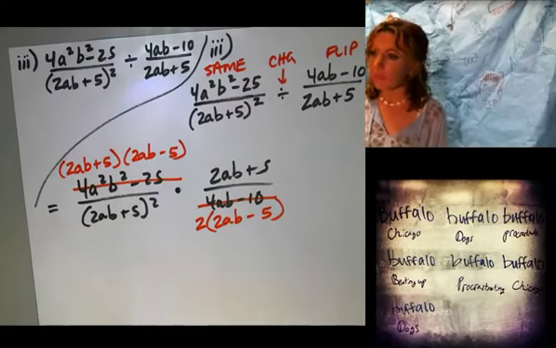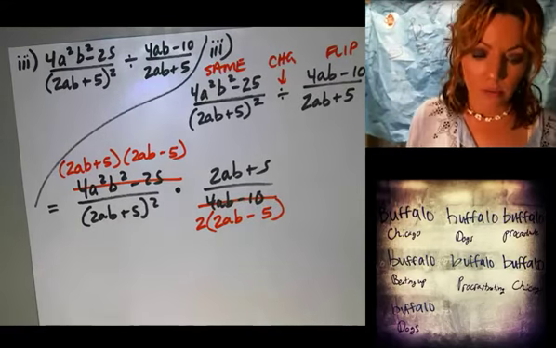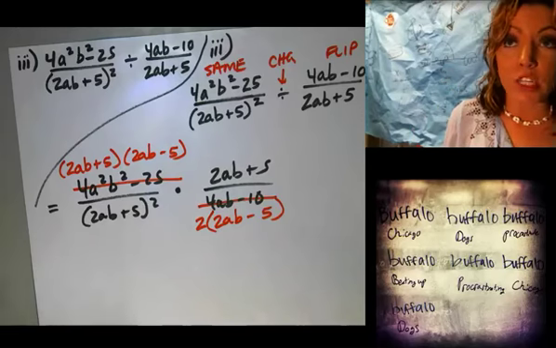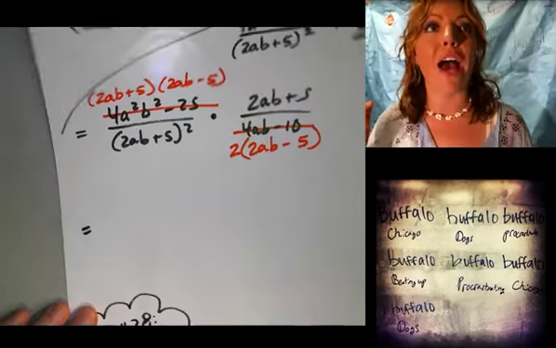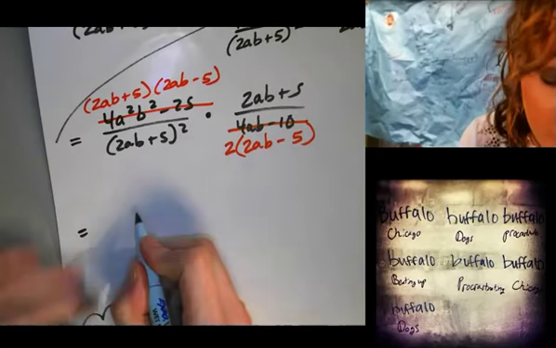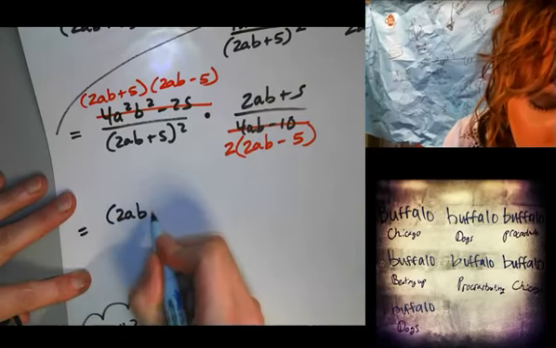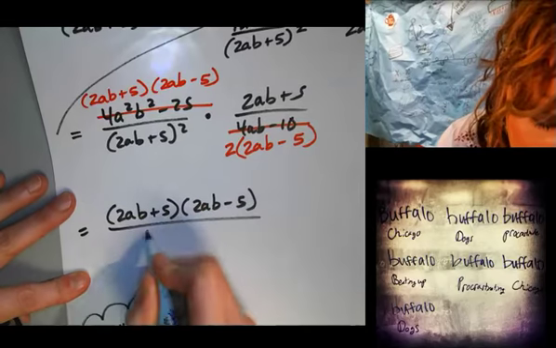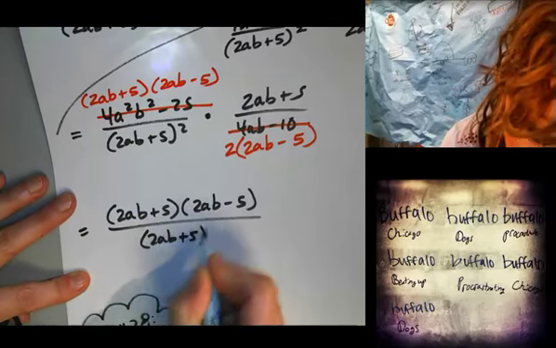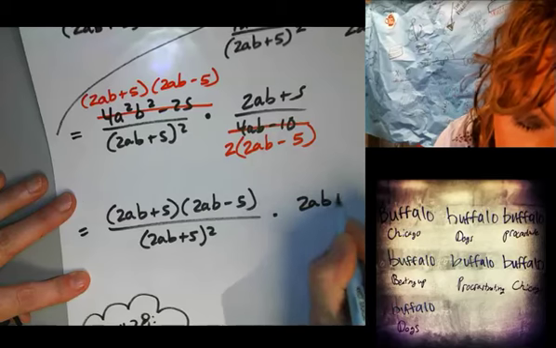All right. So, I'm going to rewrite this just for organizational purposes, but you all do not have to do that, because I know that we're all fast. We are accelerated algebra 2. We don't want to be bogged down with writing too much. But, again, organization is a good thing. 2ab plus 5 squared.